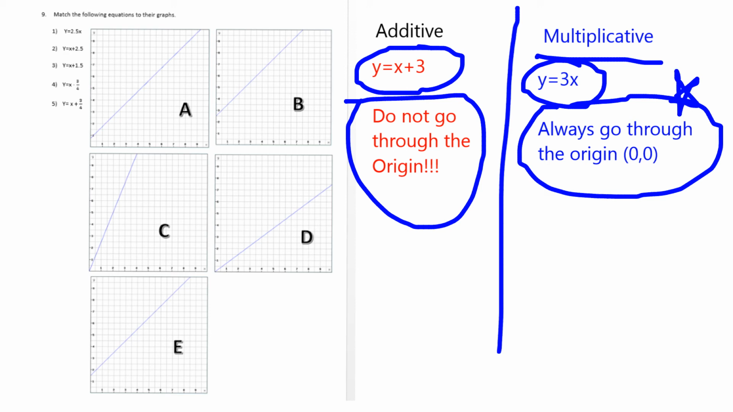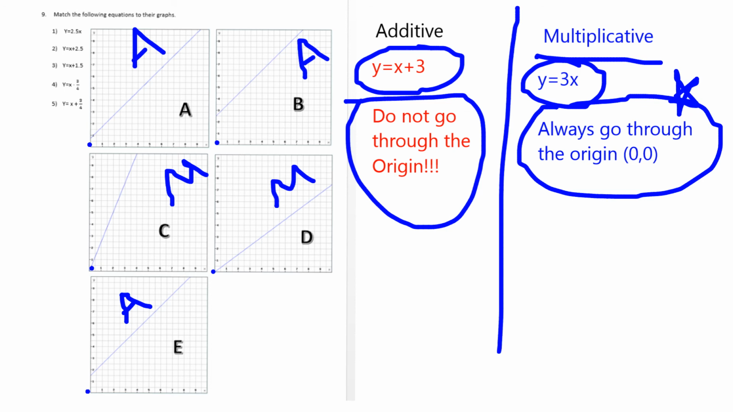Just looking at these graphs, we can tell which one's additive. I'm going to put an A for additive and an M for multiplicative. This one here does not go through the origin. Here's the origin. It gets close, but it doesn't go through. So this would be an additive equation. This one here does not go through the origin either, so this one's also additive. This one does go through, so this would be a multiplicative one. This one also goes through, so this would be another multiplicative one. And this one does not go through, so it would be an additive one.